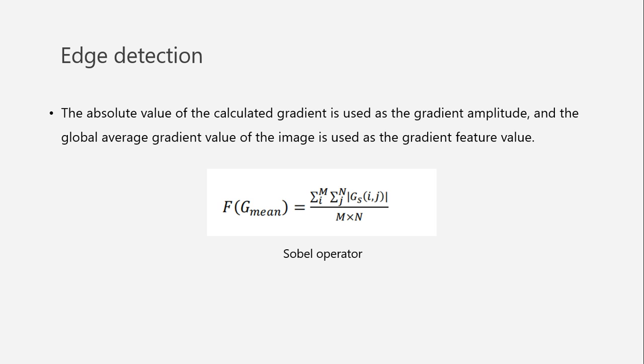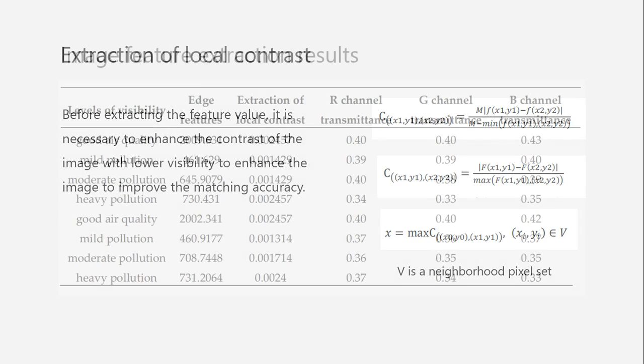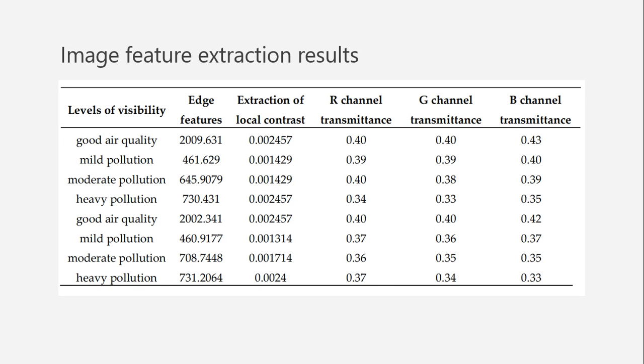Before extracting the feature value, it's necessary to enhance the contrast of the image to improve the imaging accuracy. The process of local contrast extraction is shown as a function on the right of this page. The results of the image feature values extracted from a part of the dataset are shown in this table.